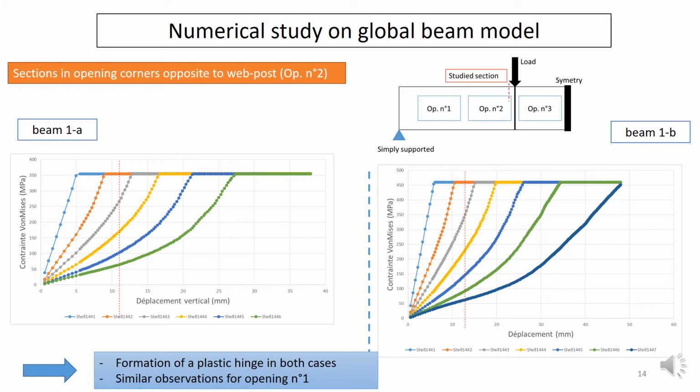The first main conclusion from those observations is that the global beams have a post-critical strength, which clearly corresponds to the formation of a plastic mechanism of an enlarged opening.